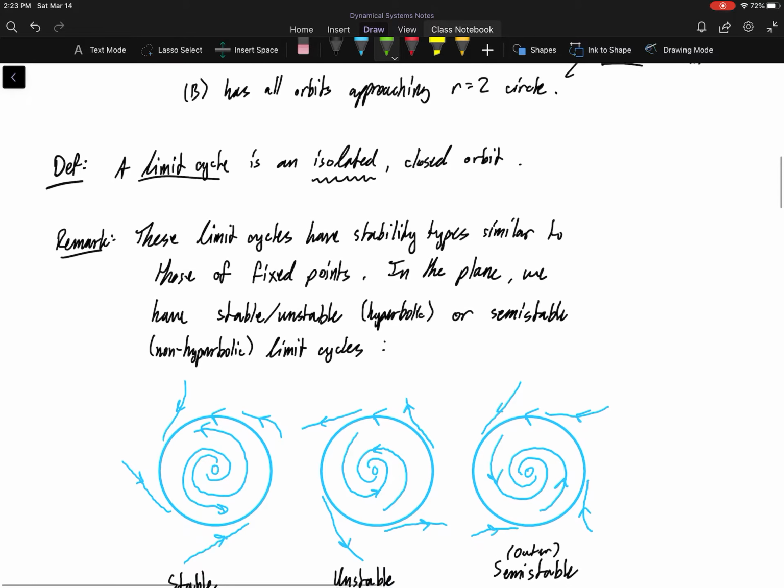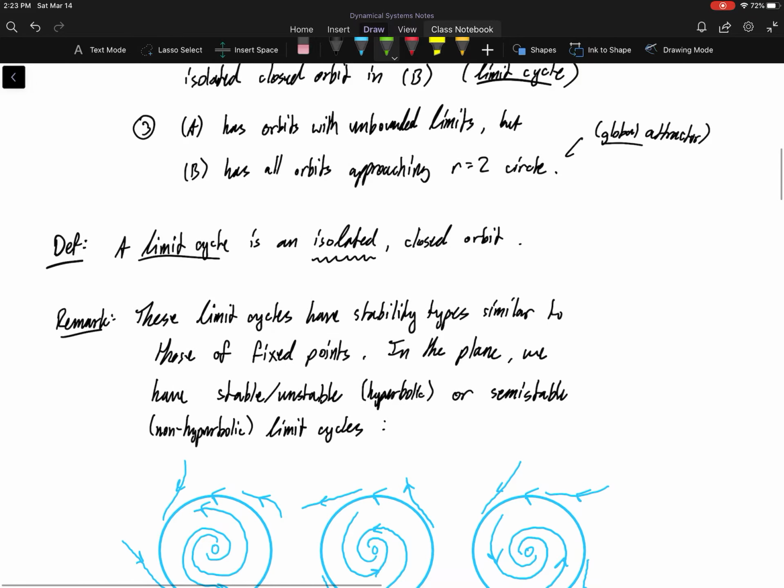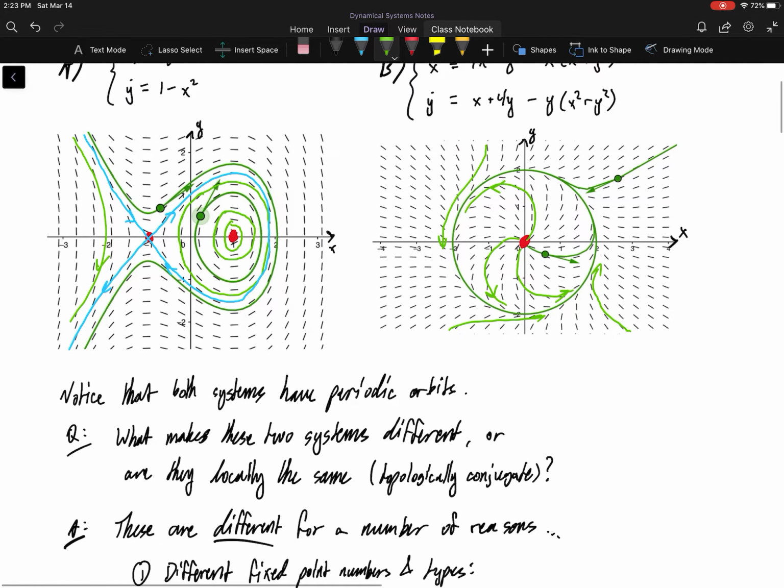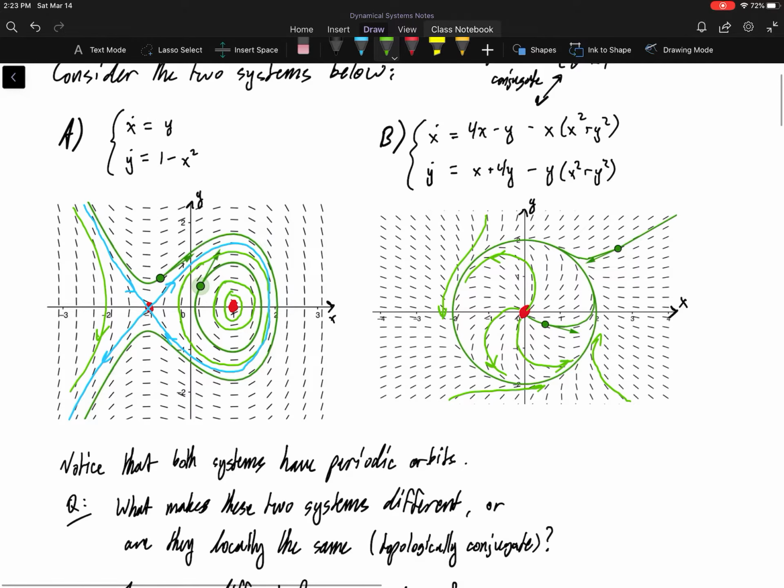right? And these limit cycles can have various stabilities. I'm saying that this one in B is a global attractor, right? Everywhere except the origin gets sucked into that limit cycle. And if I'm on the origin, I stay at the origin as a fixed point.